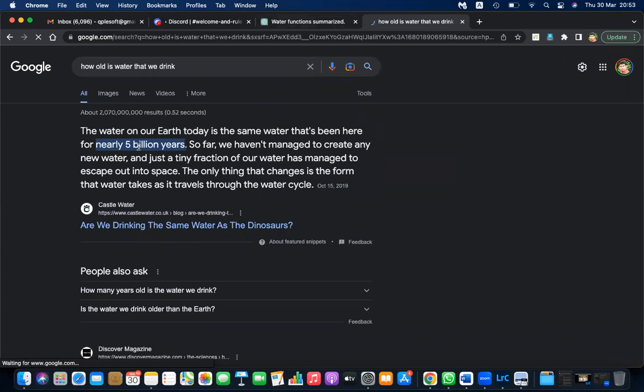5 billion years. 5 billion, right? Billion means 1,000 million. So 5 billion years old. Why? Because of the recycling property. It can be recycled. Not only dissolving, it can be taken back, recycled.